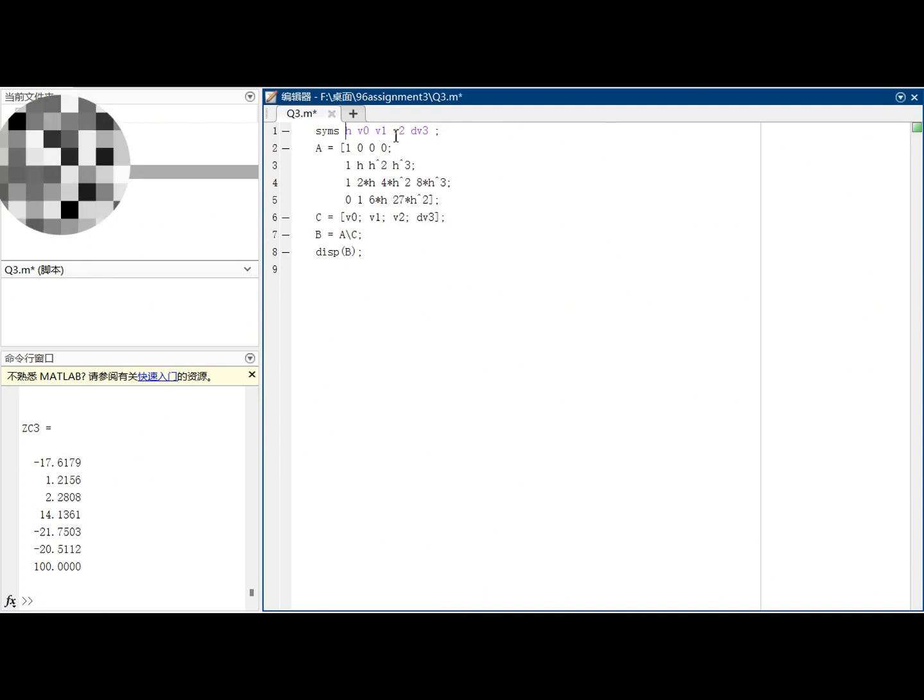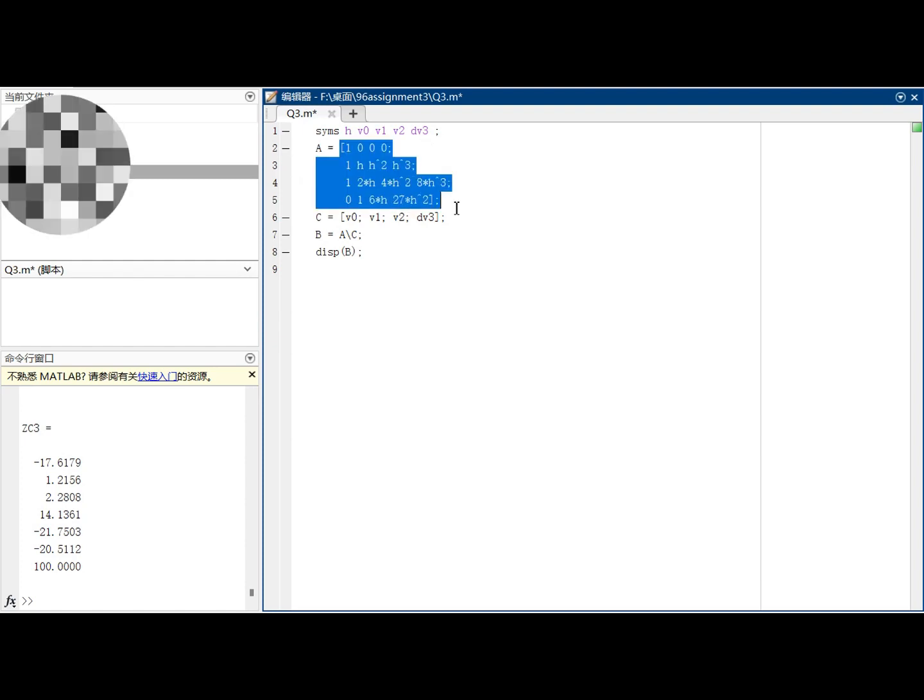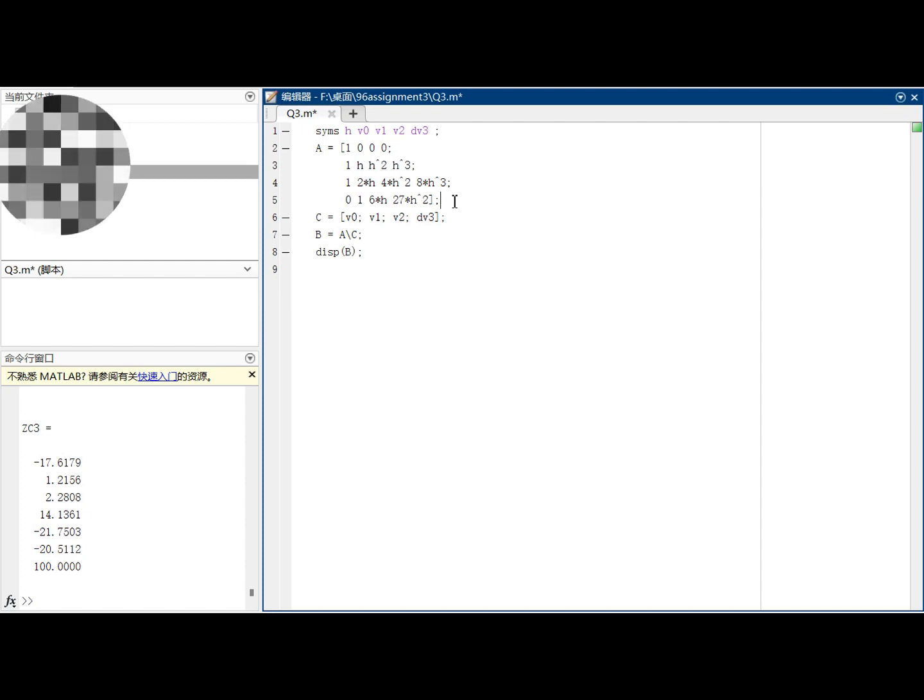H, V0, V1, V2, and dV3 is basically the symbol for dV3/dt, and this is the matrix that we got, that I wrote down in my notes. And C is the V0, V1, V2, dV3, like the result you get from the right side of the equation. And because we want to know A0, A1, A2, A3, they basically are this B matrix.